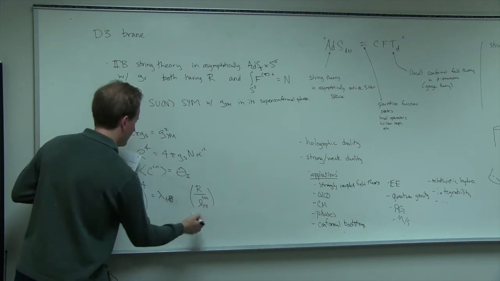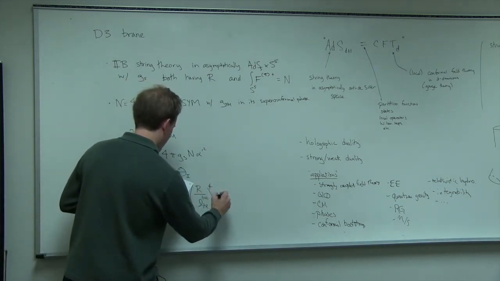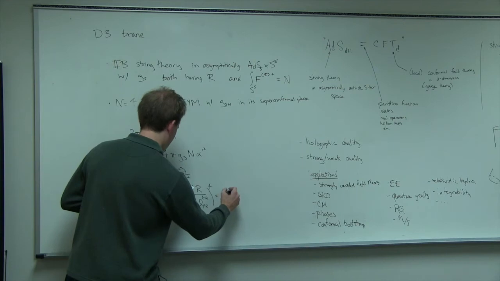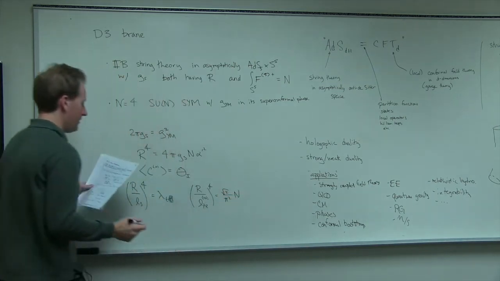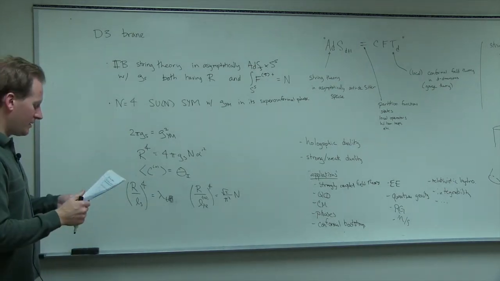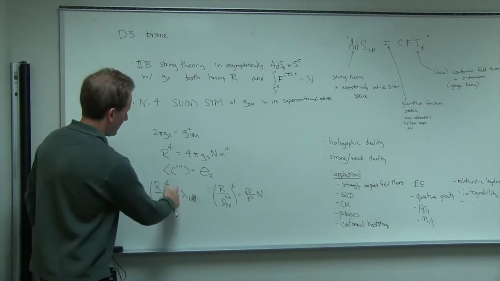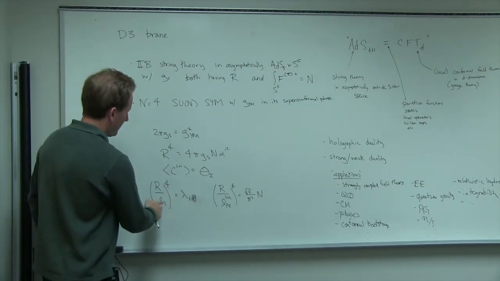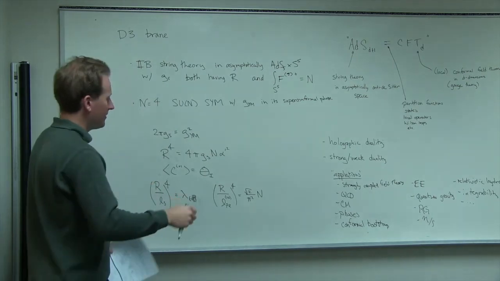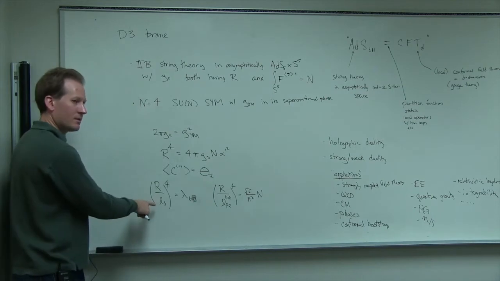And then this is the 10-dimensional Planck length, so it's the appropriate power of G Newton. And that's just given by N. Okay. So what we can see is that the 't Hooft coupling is related to the size of this space in some sense in string units.